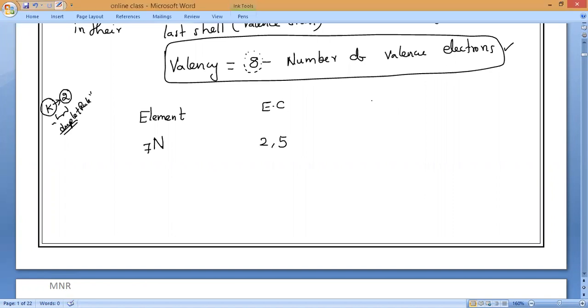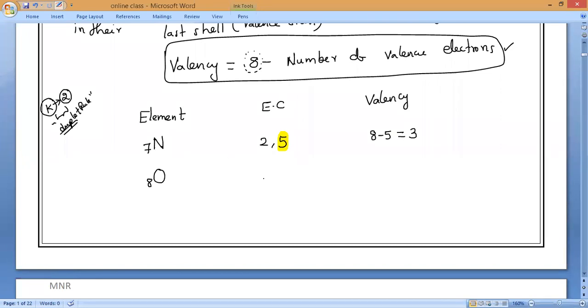Very good. Now, Tejaswini, what is the valency? Apply the formula and tell me. 3. How? You should tell me 8 minus 5. So we have to subtract the valence electrons from 8. So 8 minus 5 is equal to how much? 3. Next, oxygen.